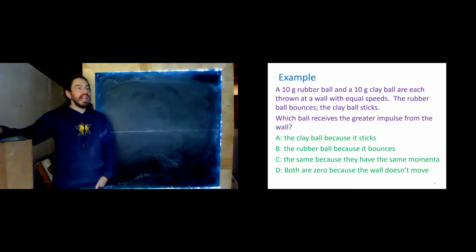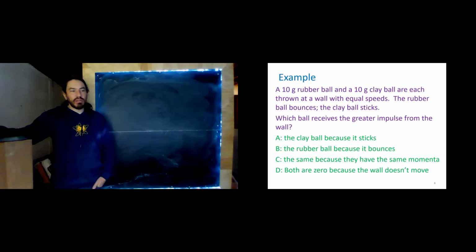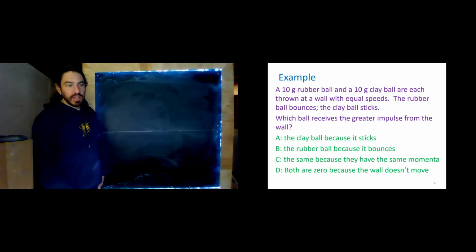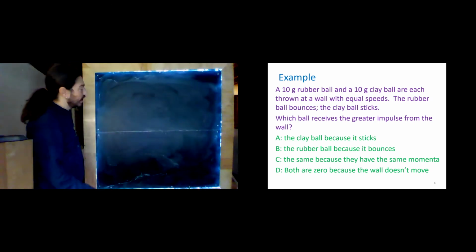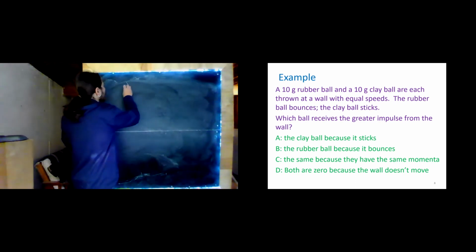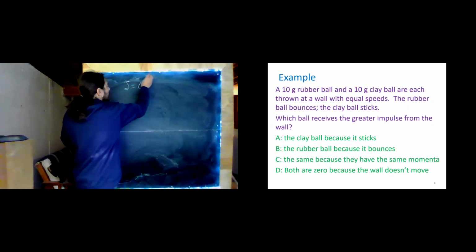How about this one? A 10-gram rubber ball and a 10-gram clay ball are each thrown at a wall with equal speeds. The rubber ball bounces back, the clay ball sticks. Which ball receives the greater impulse from the wall? And before you get too deep into this one, I'm going to remind you that impulse is equal to a change in momentum.